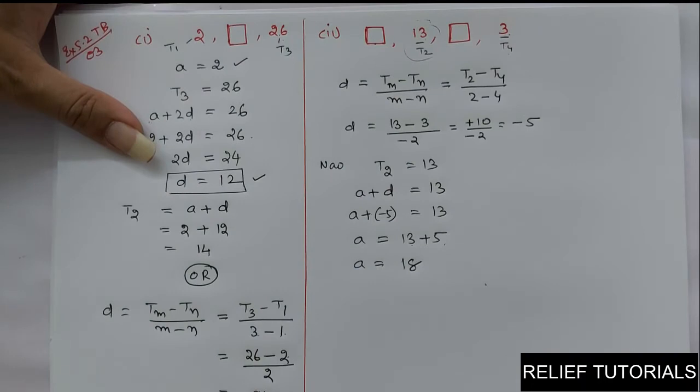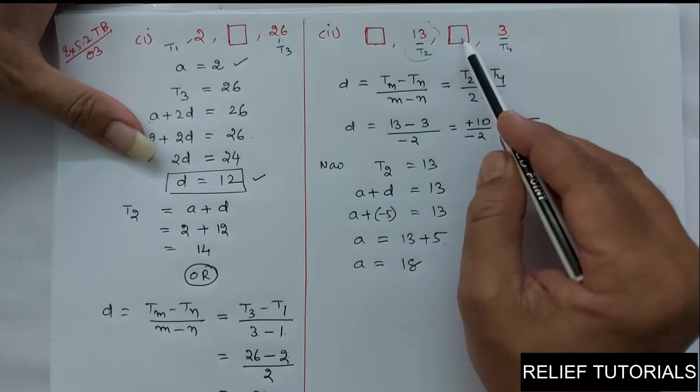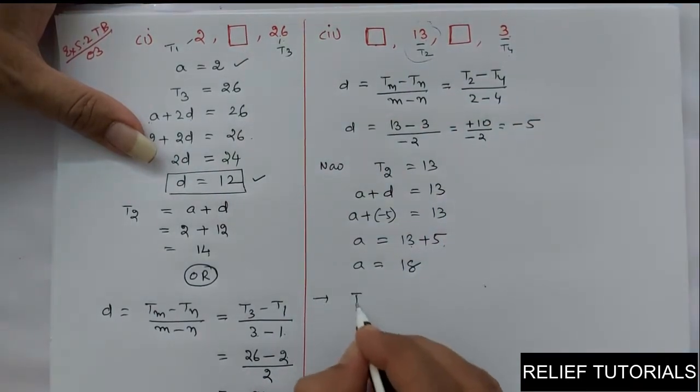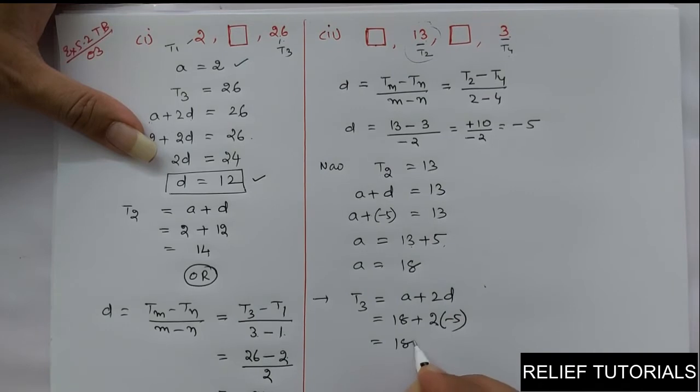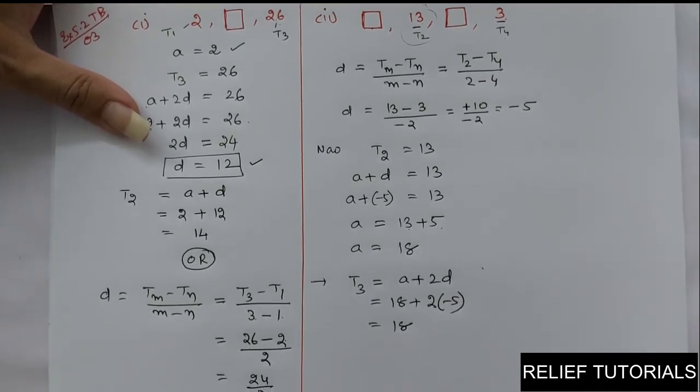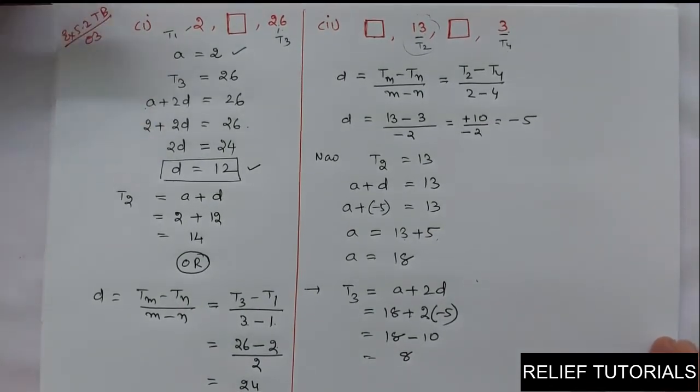Clear? And what you have to find out again is this T3. T1, T2, T3. So again you can find T3. T3 is equal to A plus 2D. So A is 18 plus 2 into the difference, which is minus 5. So that is equal to 18 plus into minus 10, so that is equal to 8. So T3 is 8. Have you got it?